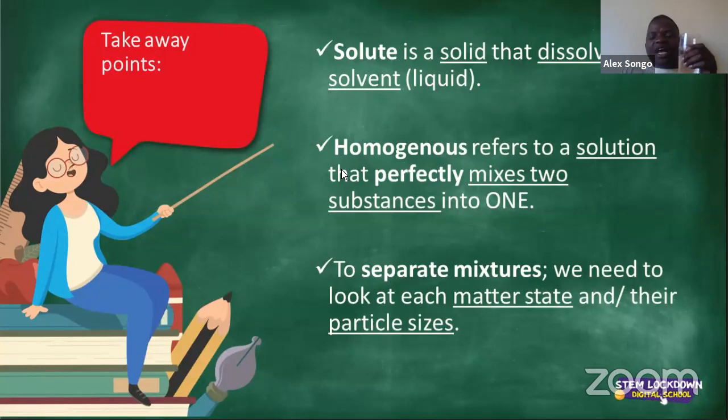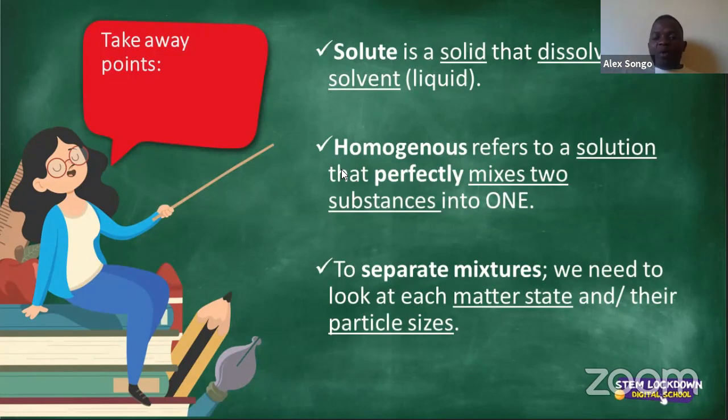What is a homogeneous mixture? It is when two things have been perfectly mixed together to a point where if I leave this on the table, my little brother whom I live with might possibly just drink it because he would think that it's water, because the salt and water have become one thing.